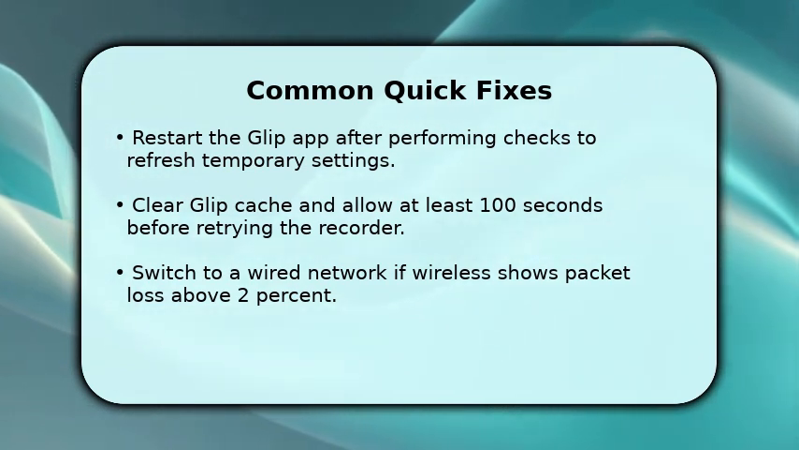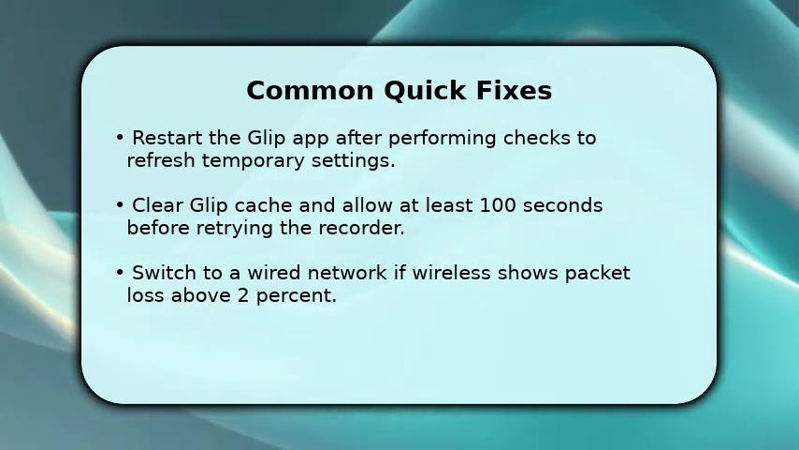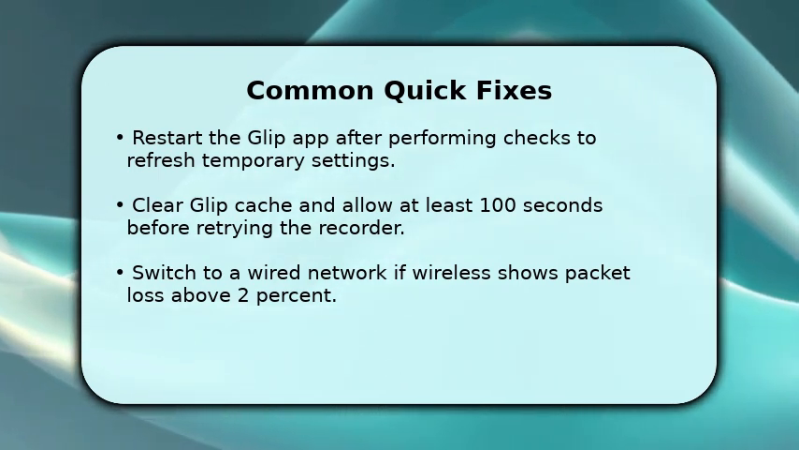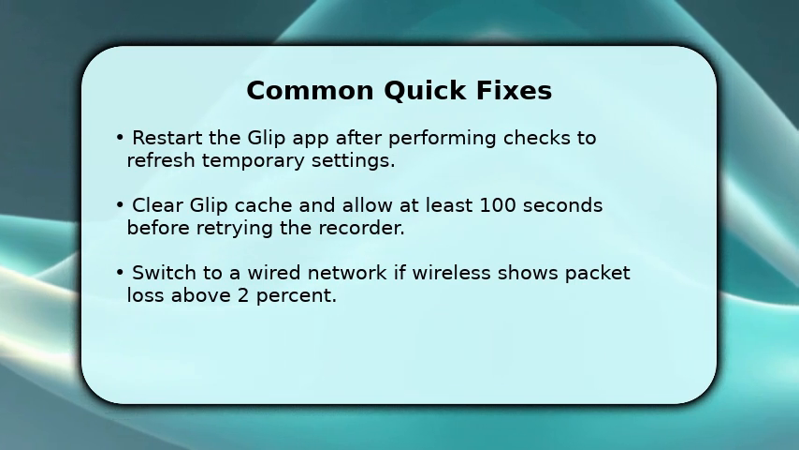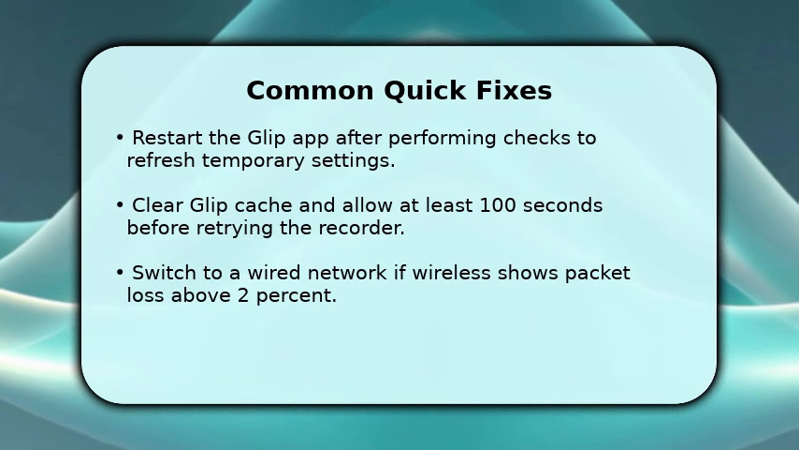If issues persist, switch from wireless to a wired network connection. Switch to a wired network if wireless shows packet loss above 2%. Also temporarily disable VPN or firewall software to determine if they block recorder traffic.